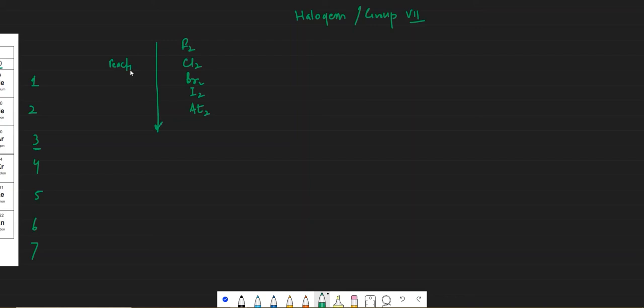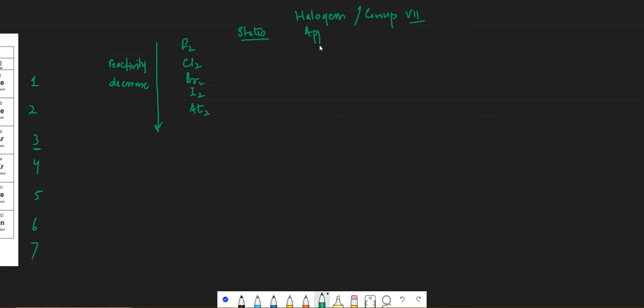Unlike alkali metals, whose reactivity increases, the reactivity of halogens decreases down the group, which means that fluorine is going to be the most reactive and astatine is going to be the least reactive. Now you need to know their states, as in what physical state they exist in at room temperature. You need to know their appearance, as in color.